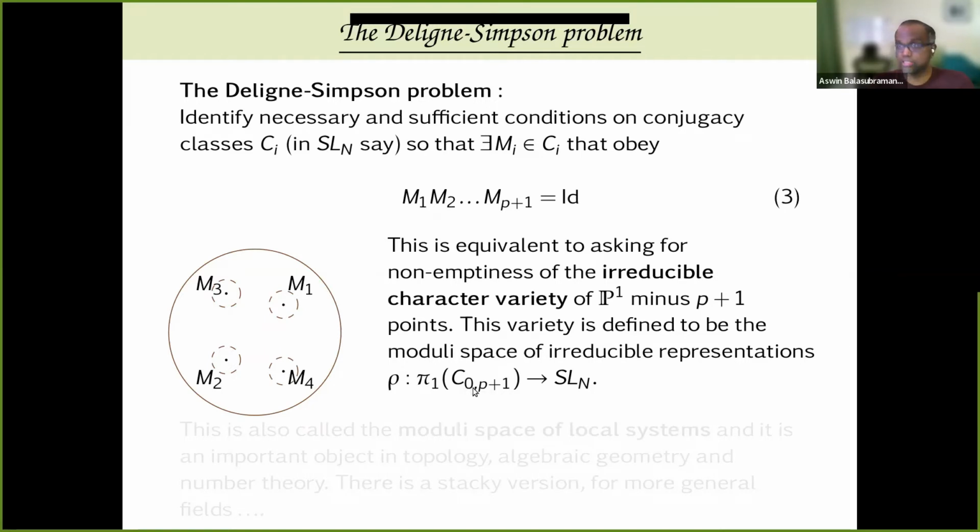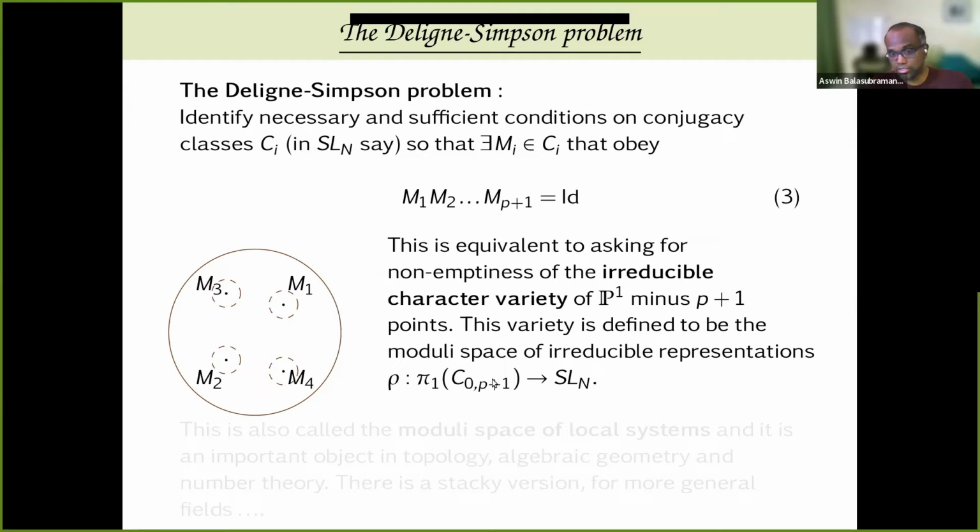In this case, it's the P plus 1 punctured Riemann sphere into SLN. So to specify a representation like this, what you would do, for example, is think of the independent generators of this fundamental group. They're going to consist of loops around each of the punctures. And you want to specify the image of this map for each of those loops. They're going to be matrices like these.